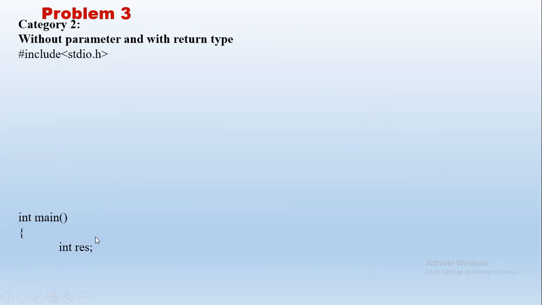Now note the difference. Previously we simply wrote fact. Here note the difference in the function call. This statement is the function call. Okay, important to note. Function call is the most important thing. So here we have result equal to fact. Within the brackets there is nothing. Okay, that means this is without parameter. So here we have res equal to fact. That means this function is going to return some value which is to be stored in res.